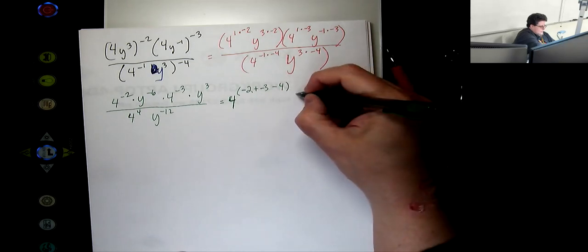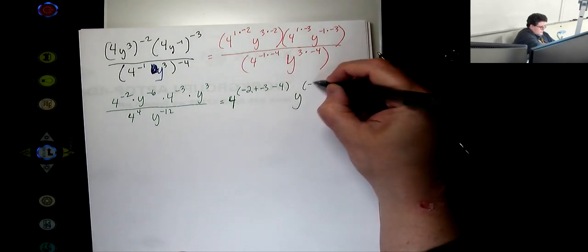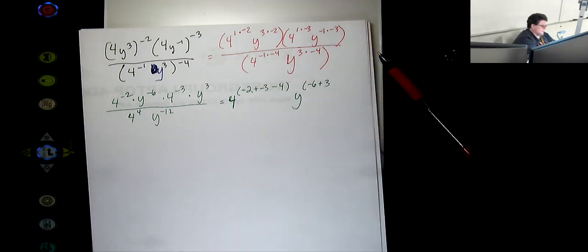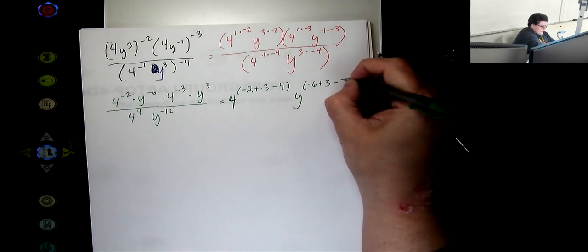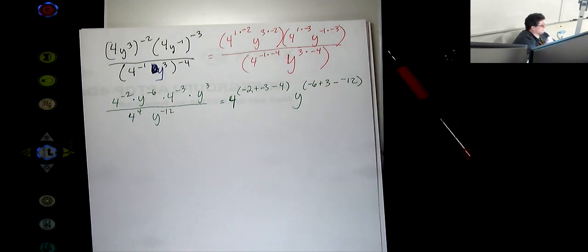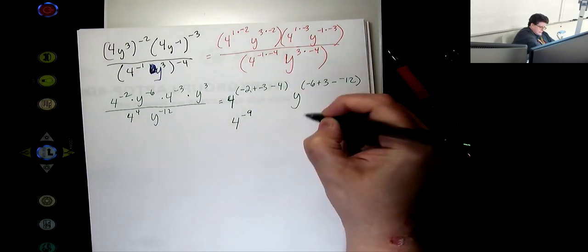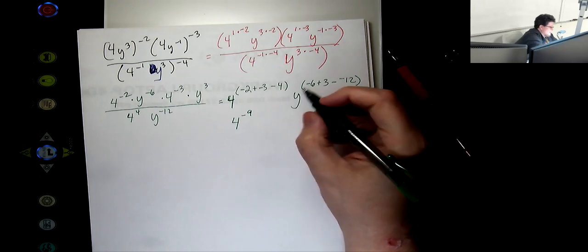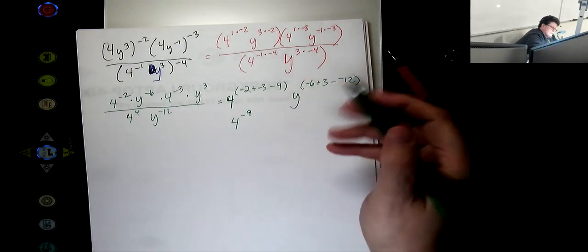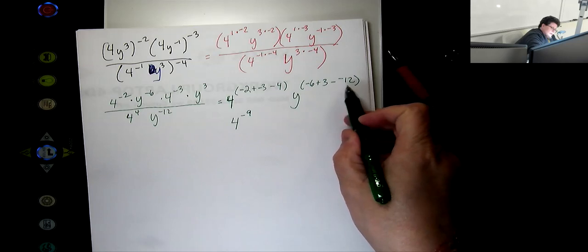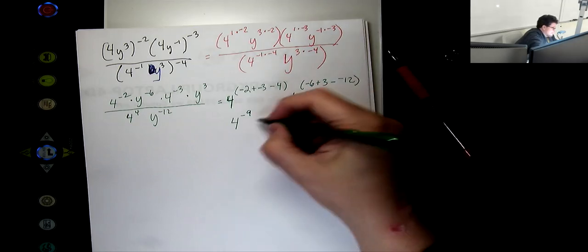I do the same thing with the Y's. I've got -6 plus 3 for the ones on top, and then I subtract the exponent on the bottom, so minus -12. I add those together, I get 4 to the -9 and Y to the 9. Oh, wait, no. 12 plus 3 is 15, minus, yeah.